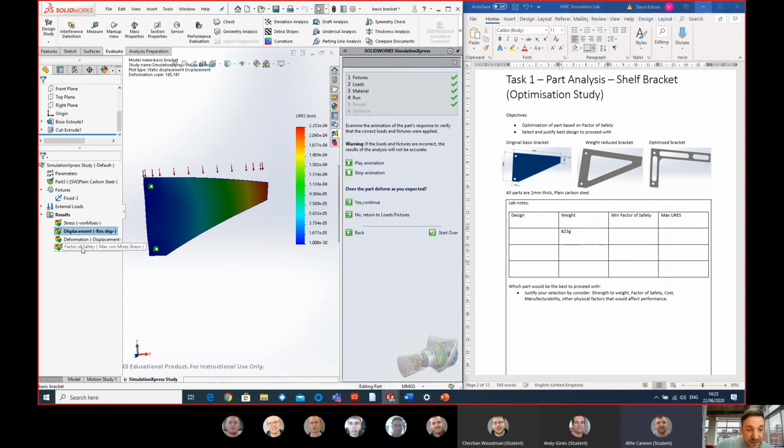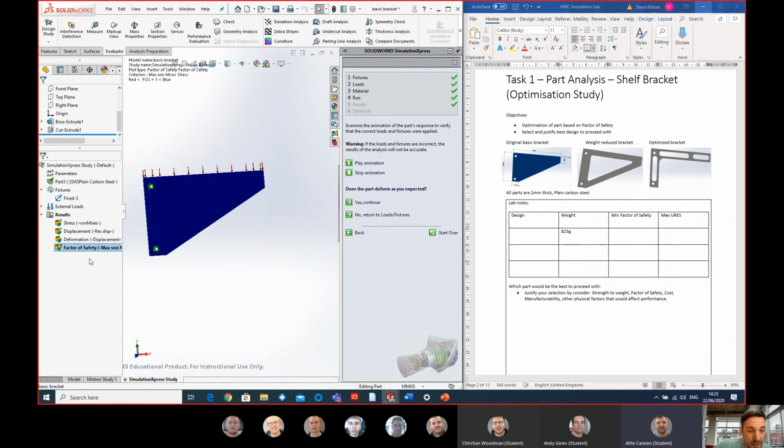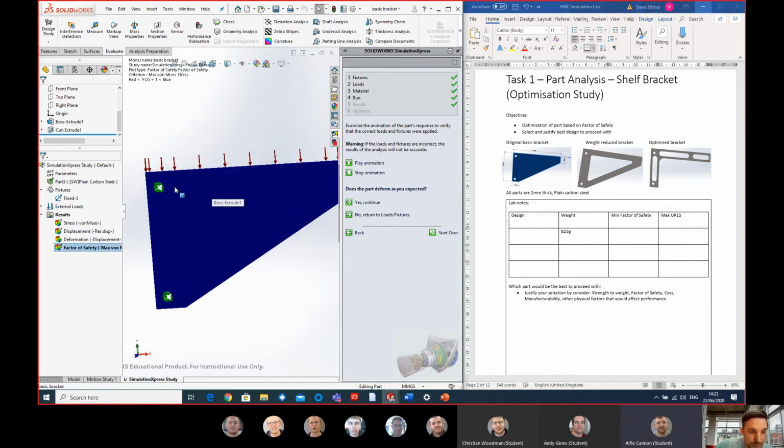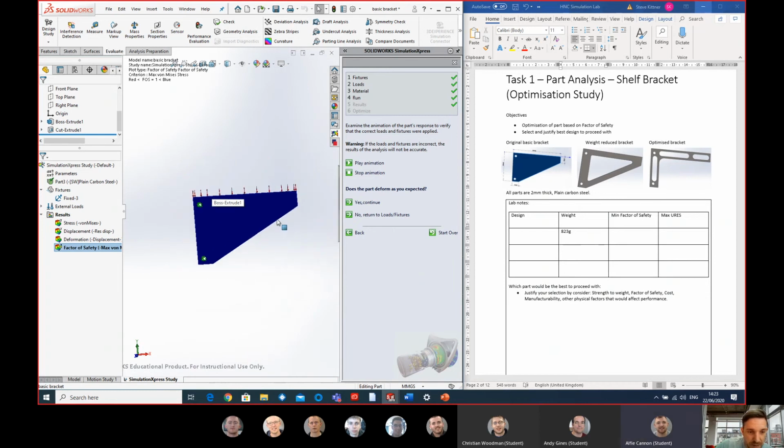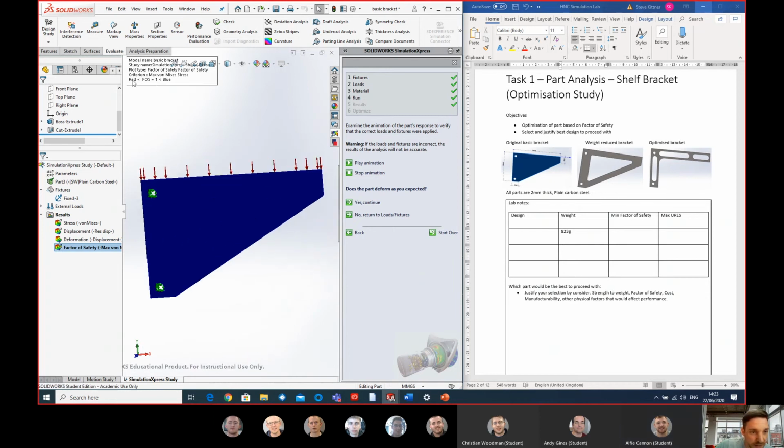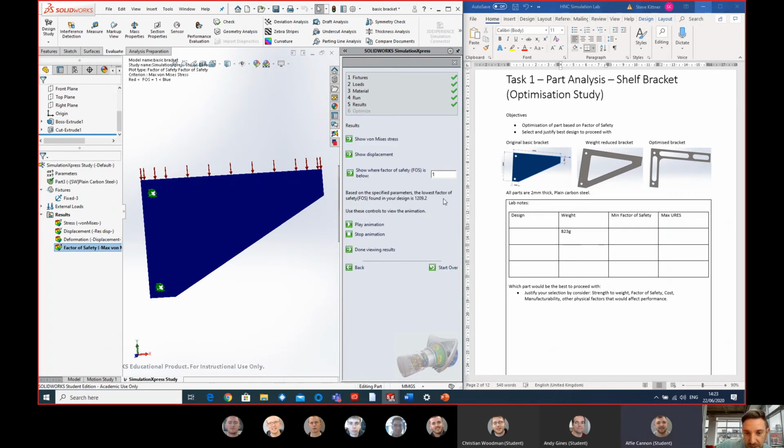If I now click into factor of safety, it's currently all blue, and that is telling me that anything that's red is under the factor of safety of 1, and anything that's blue is over the factor of safety of 1. If I hit this continue button, it will actually tell me here my factor of safety. So does anyone know what that means? Anyone know what factor of safety is?